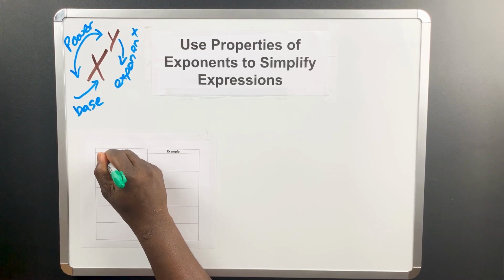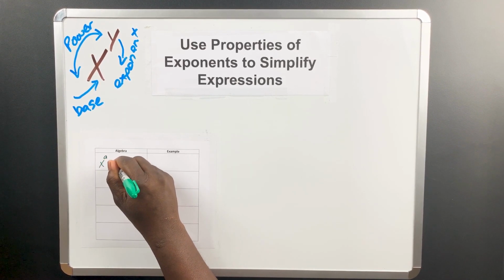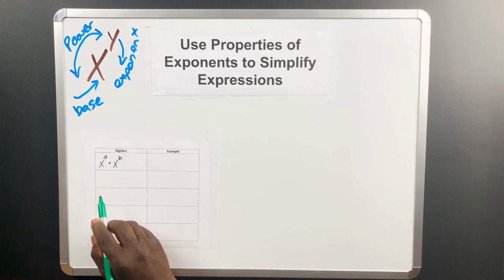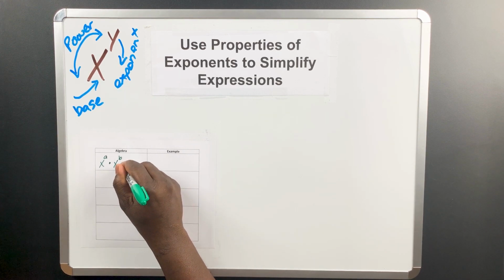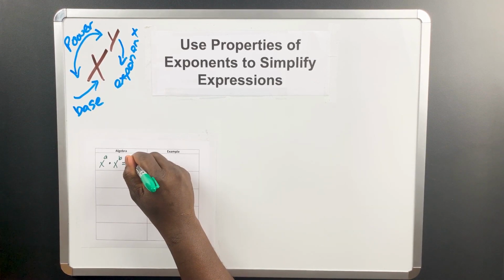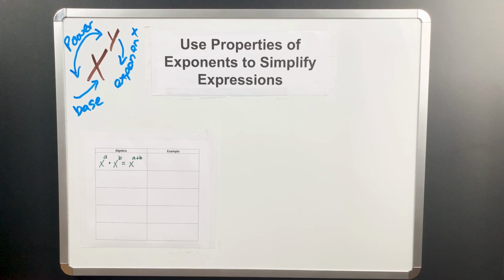When we have x raised to the a power times x to the b power, in this case we are multiplying powers with the same base. When you multiply powers with the same base, you keep the base and you add the exponents, a plus b.